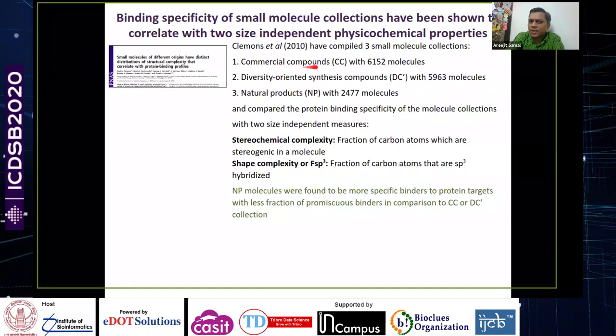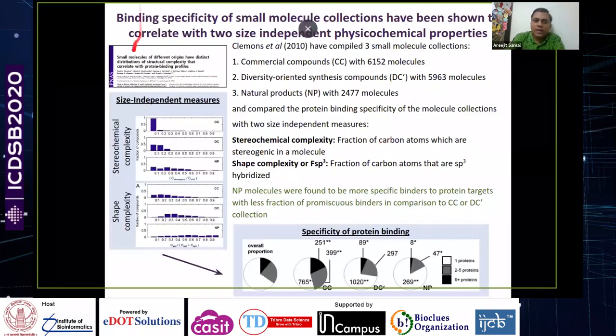A second set, which is the diversity-oriented synthesis compounds, again roughly 6,000 compounds, and a selective set of natural products, which is roughly 2,500 molecules. For each of these molecules in their sets, they have computed two measures. One, which is known as stereochemical complexity, which is basically the fraction of carbon atoms in any molecule which is stereogenic. Second, which is the shape complexity, which is the fraction of carbon atoms that is sp3 hybridized. Note that these two measures are size independent. So they are defined in a way that they don't depend on the size of the molecules.